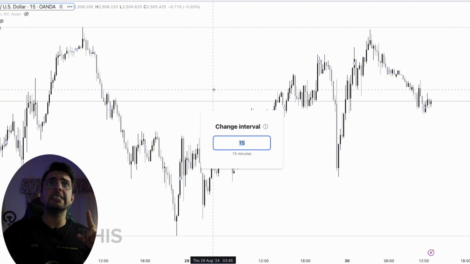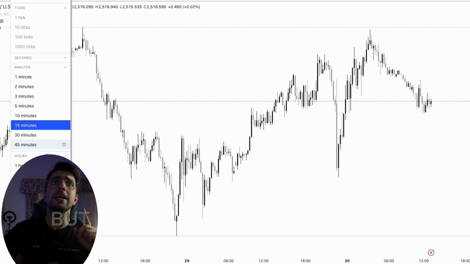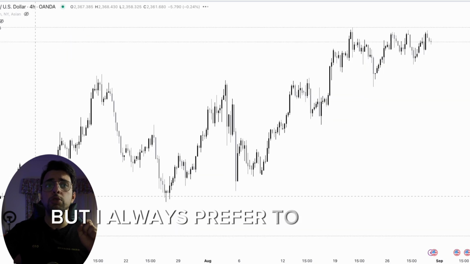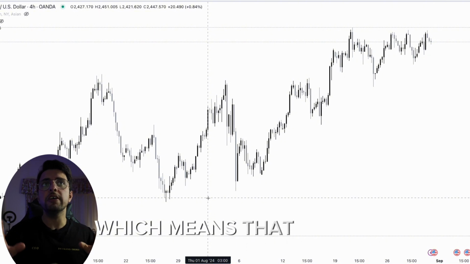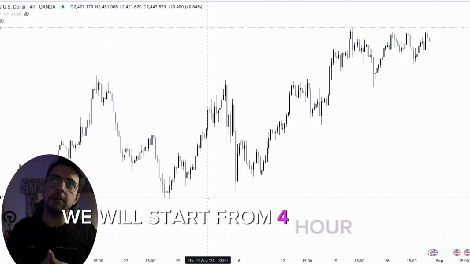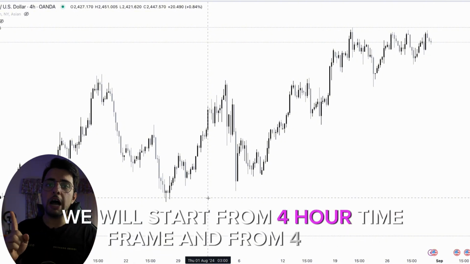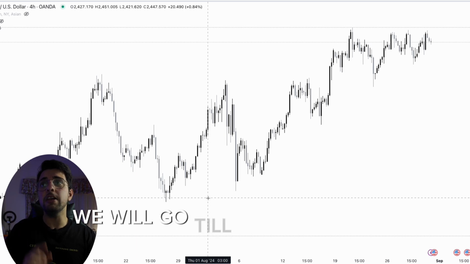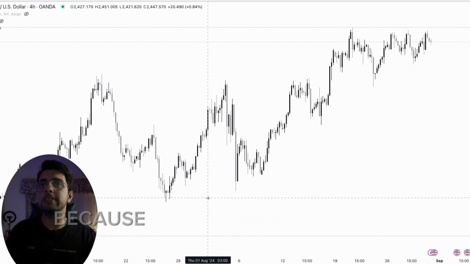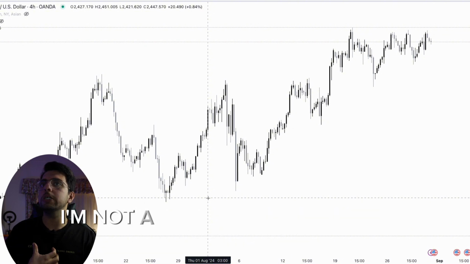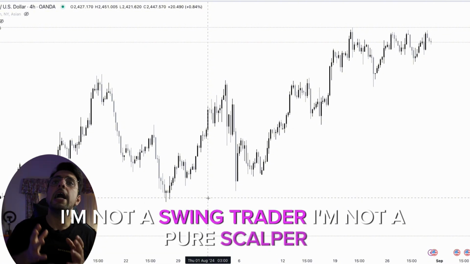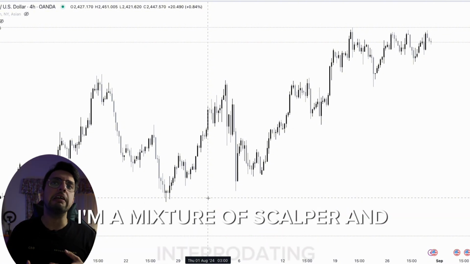Now, this is a 15-minute time frame, but I always prefer to do my top-down analysis, which means that firstly we will start from the 4 hour time frame, and from 4 hour we will go down to the 5 minute time frame, because I am mostly a scalping to intraday trader. I am not a swing trader. I am not a pure scalper. I am a mixture of scalper and intraday trader.